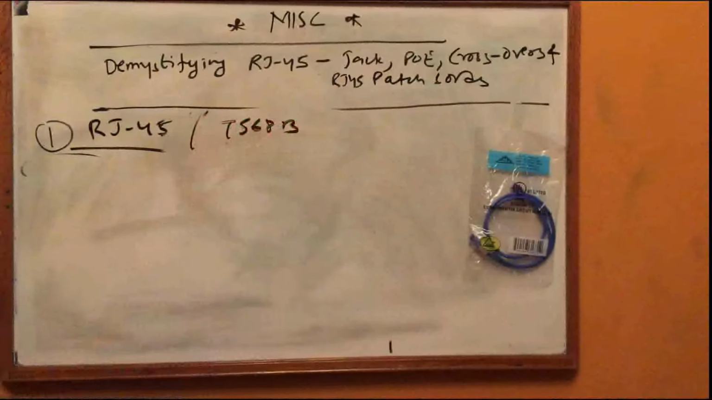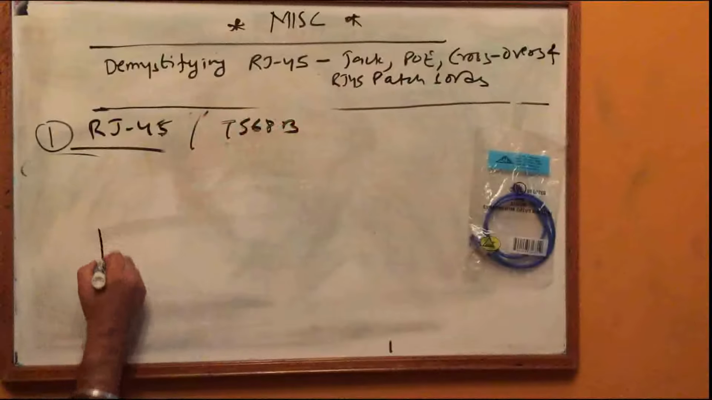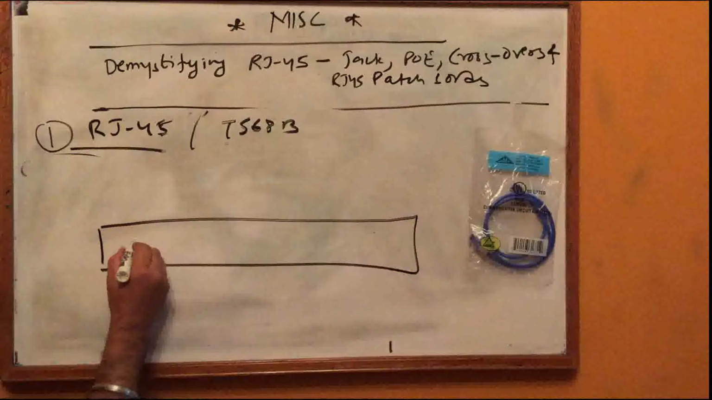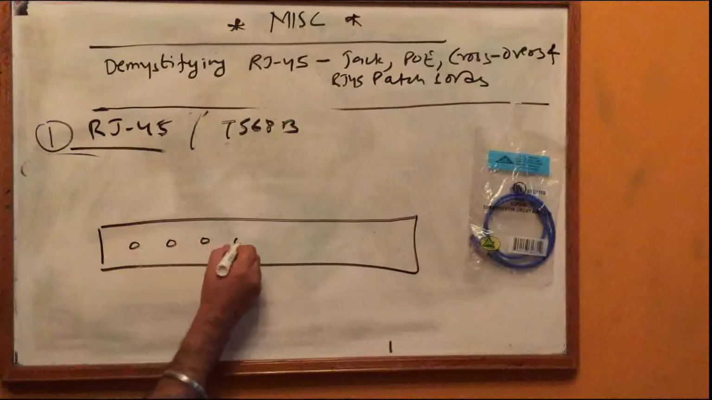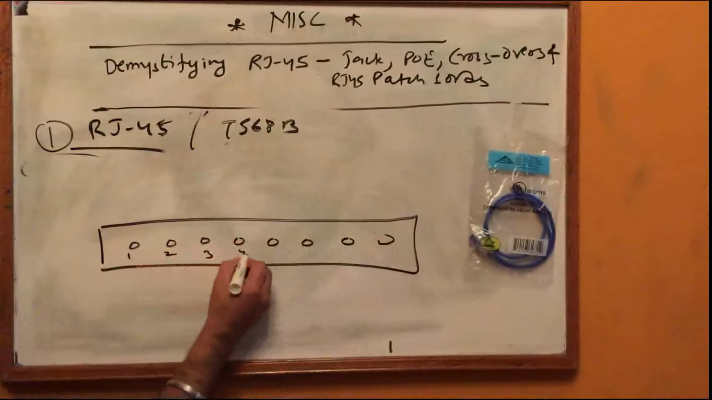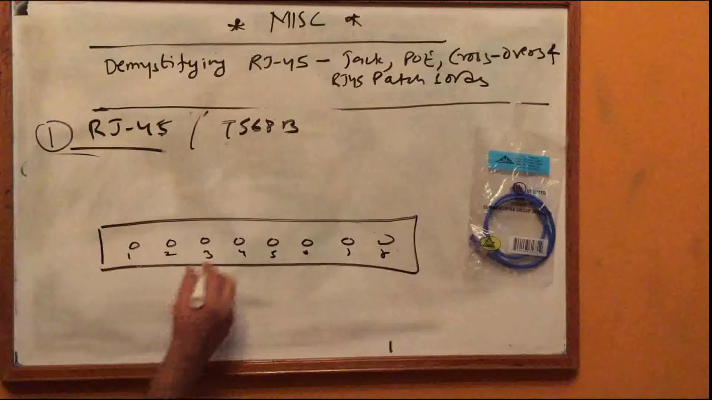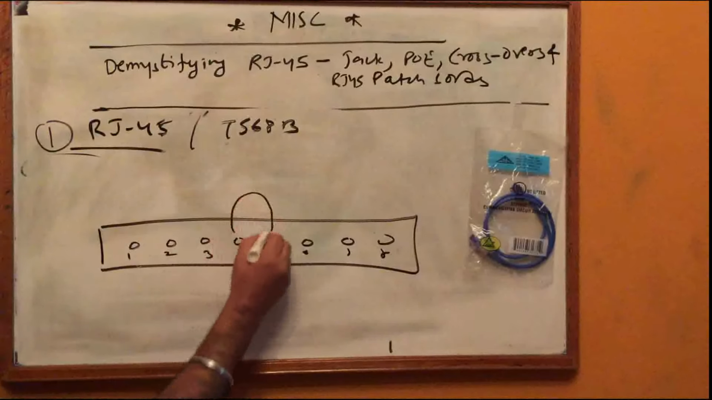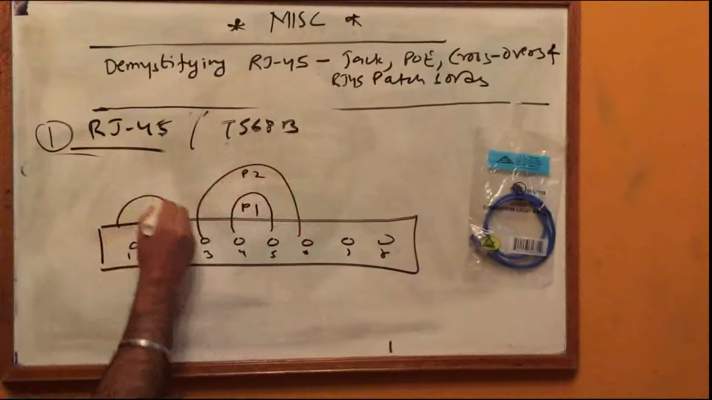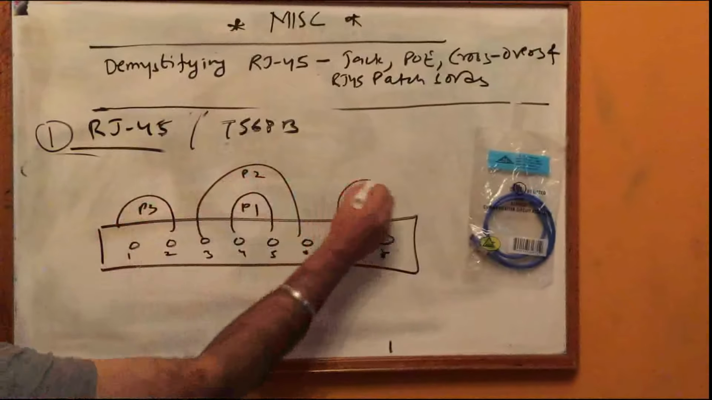T568B, as in boy. We are going to make this thing again. Because it's an RJ45 jack, we have 8 pins: 1, 2, 3, 4, 5, 6, 7, 8. The same thing will happen. Pair 1, pair 2, pair 3, pair 4.